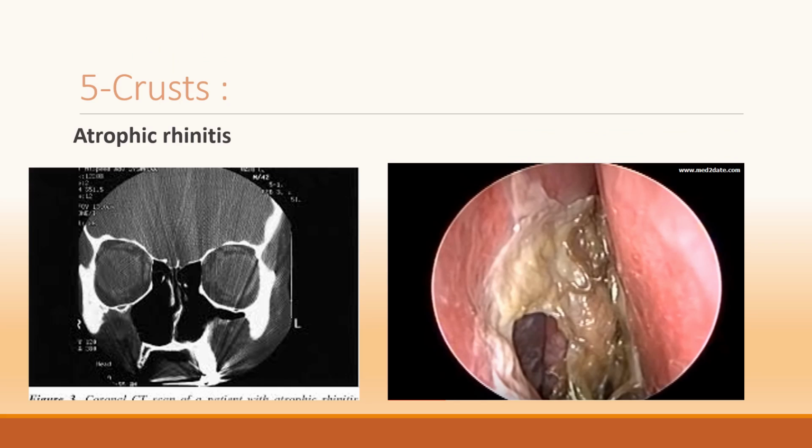Crusts, like in atrophic rhinitis. Can you see the crusts on the right side? And the CT scan showing almost absent turbinates due to atrophy of the nose.